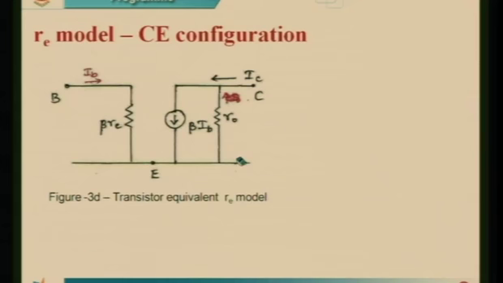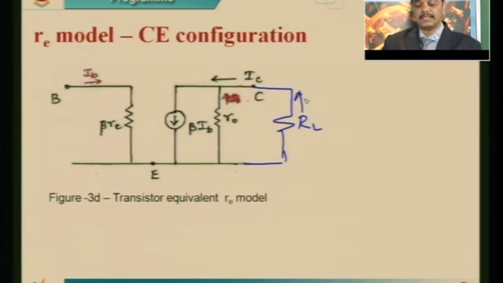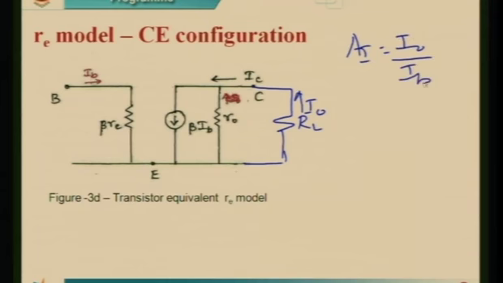Next, we need to calculate the current gain. Current gain is given by the current IL flowing in this direction through the load, which is I naught. The current flowing through the input circuit is IB. The current gain AI is equal to I naught by IB, where I naught is equal to minus IC. Then AI is equal to minus IC by IB.